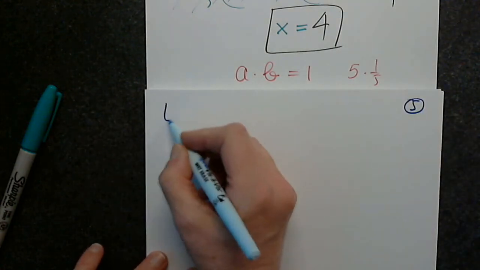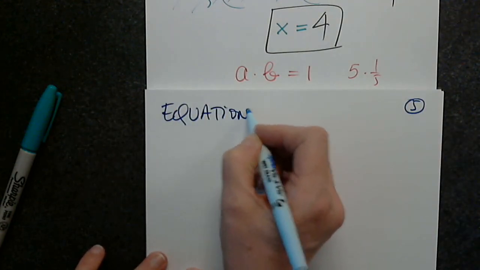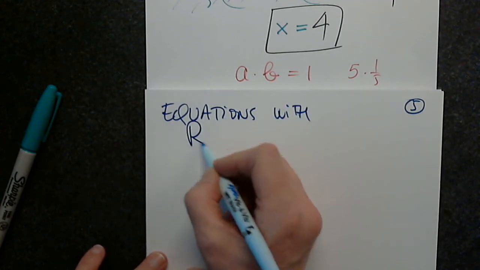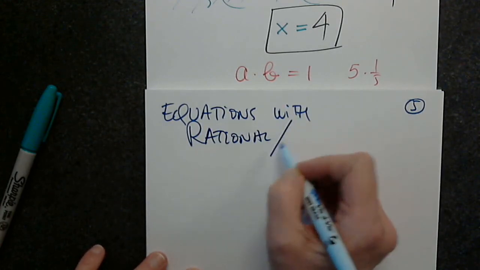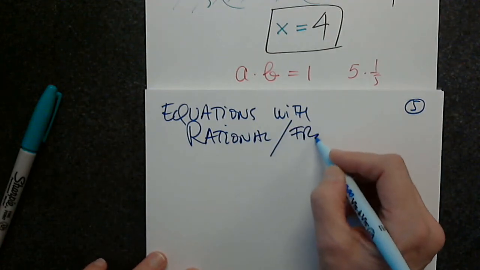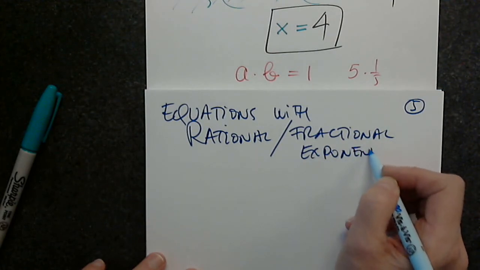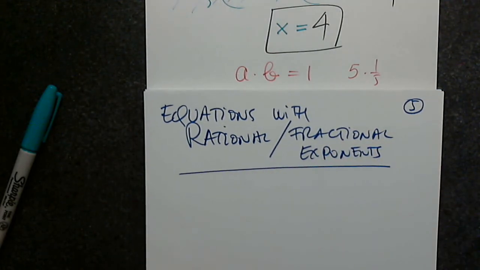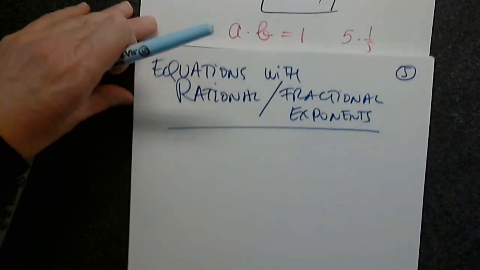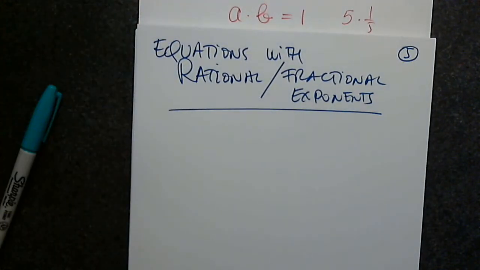Equations with rational, or if you want to call them fractional, exponents. There is a formula in the book. If you want to use it, I am absolutely in favor, but I will never use it. Because I want to show you a different and an easier method, I think it's easier. But you may say it's not easier, so I want to use that. So that's fine too.